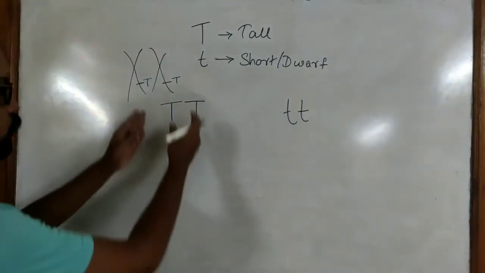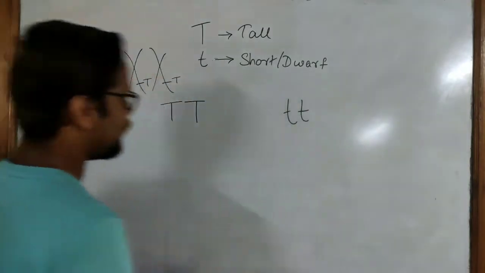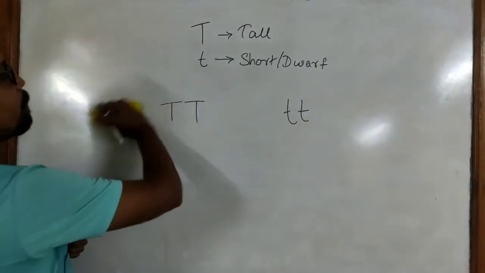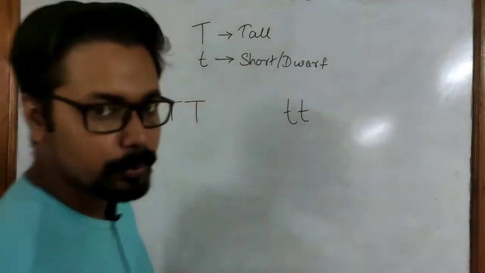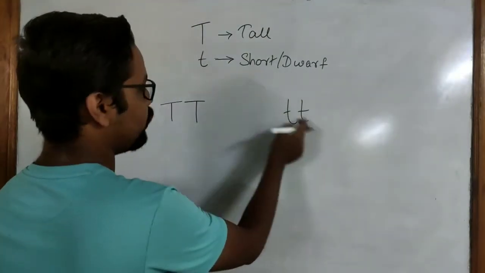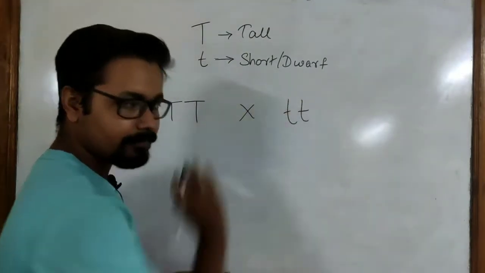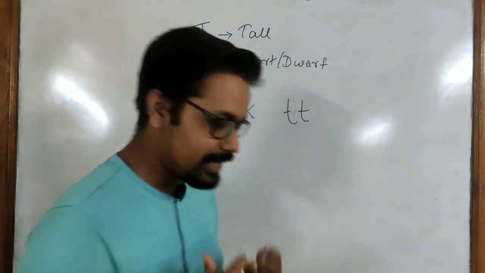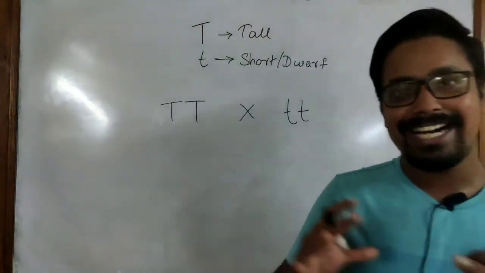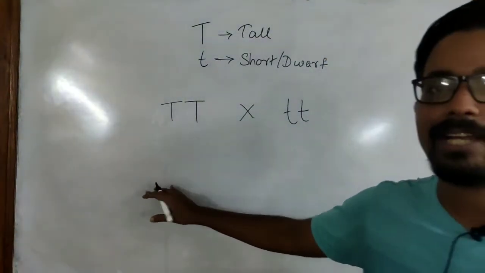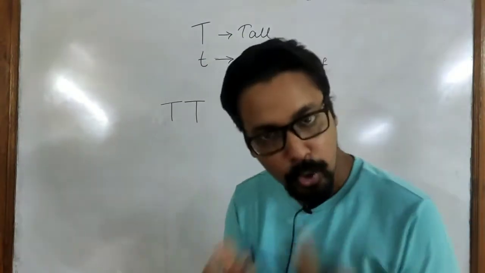Now this is one of the plants, this is the other plant, and he is trying to make a pollination between them, a cross-pollination. So this plant will cross with this plant, and what are the outcomes? Now, whenever any pollination needs to take place, gametes are formed. I hope you know about this.